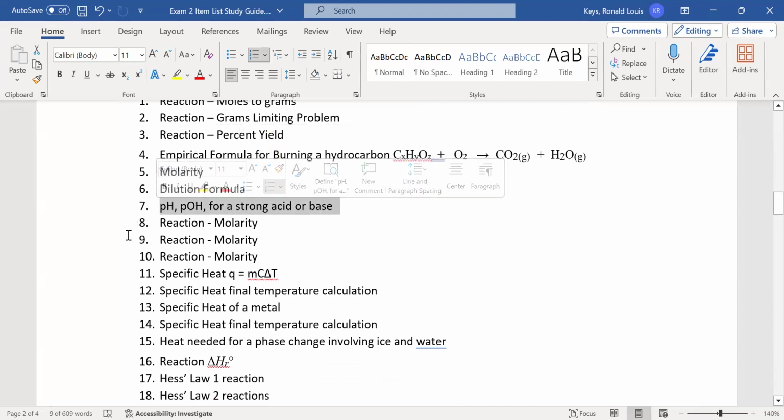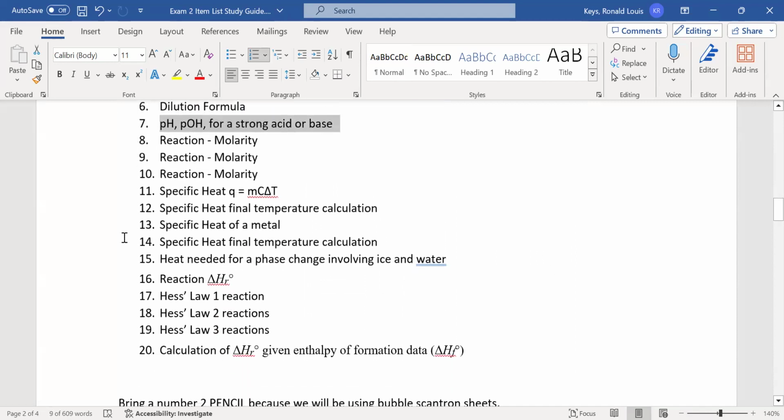pH of a strong acid or base, and reaction molarity, just what you just did in lab, right? You might have to figure out how many milliliters of something would neutralize some concentration of something else, a molarity, correct? You're for sure going to calculate a molarity just like in lab for your unknown acid. So there's 3 molarity stoichiometries, if you will.